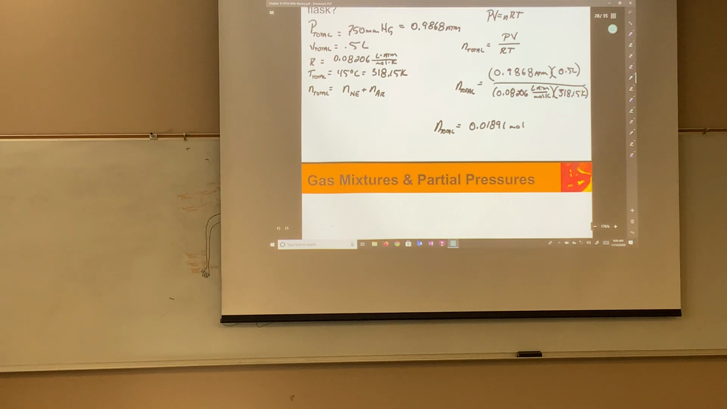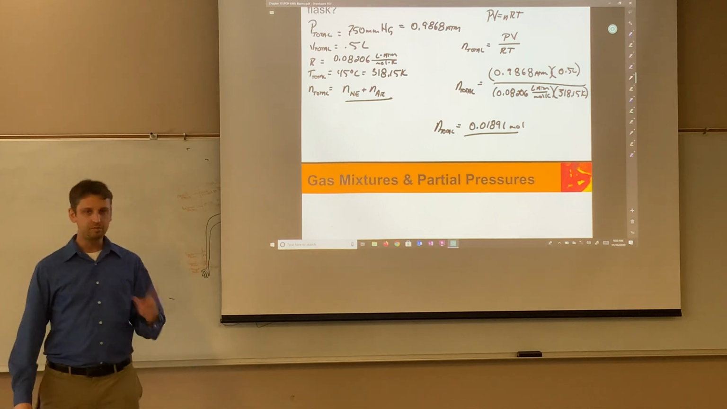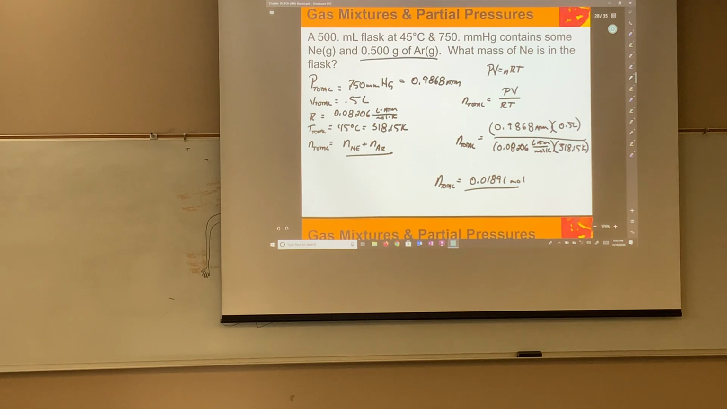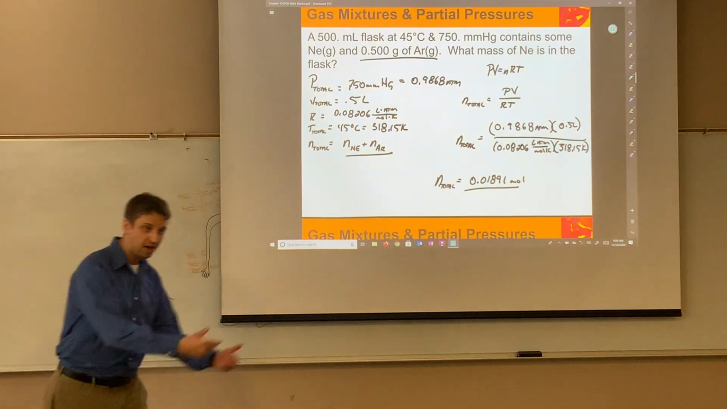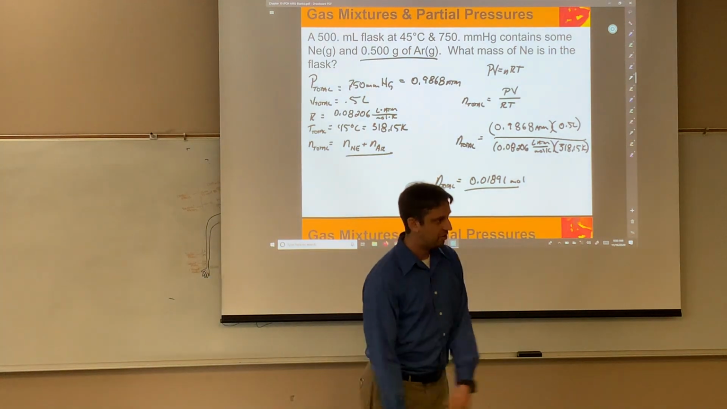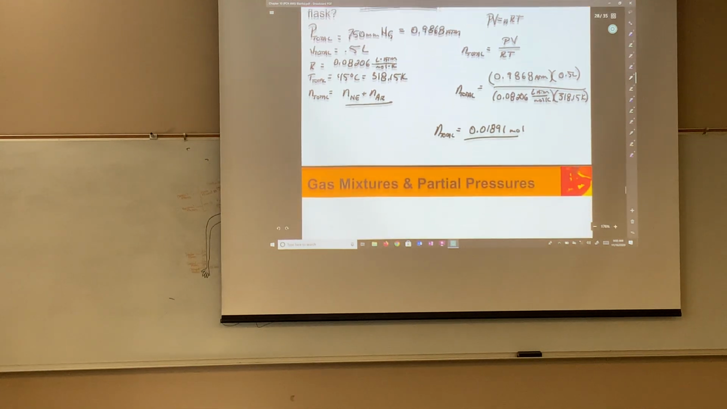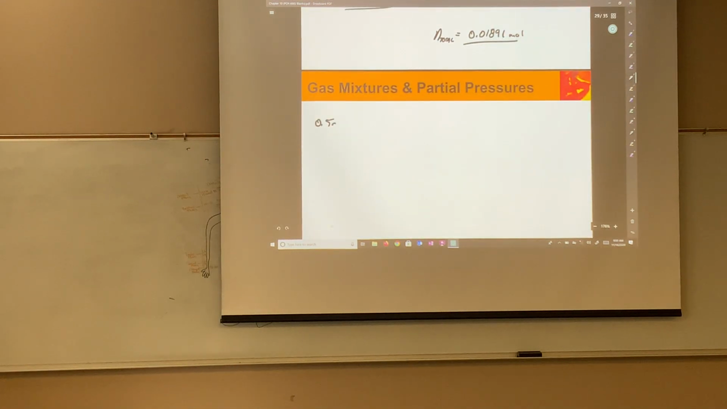Yep. Okay, so remember, this is equal to the sum of the individual moles. Now, what information are we given? Well, I tell you the mass of argon. Can you guys convert mass into moles? Yes, sir. I hope so, right? One of the key parts of Gen Chem 1. So 0.5 grams of argon, 39.95 grams for every one mole, equal to 0.0125 moles of argon.